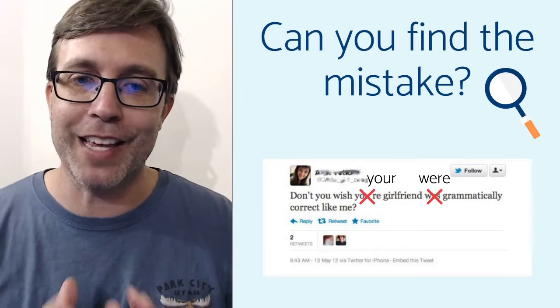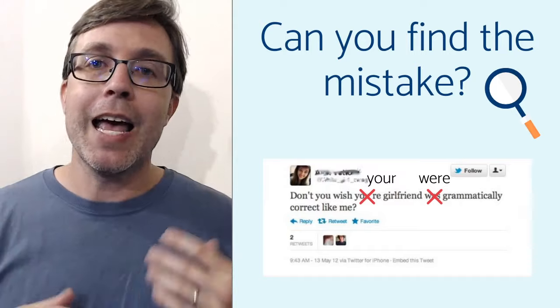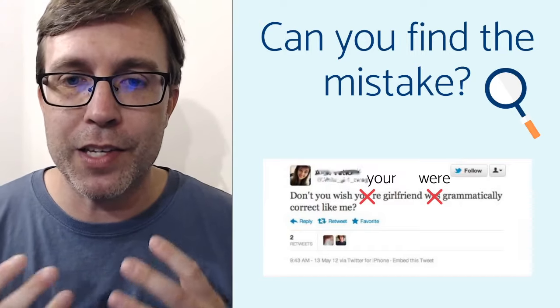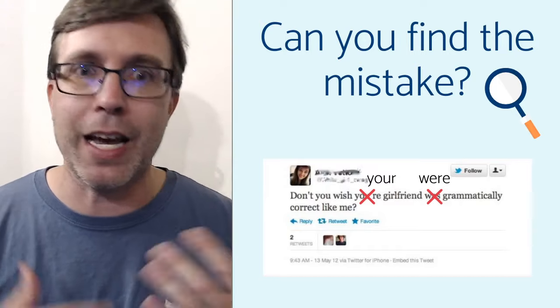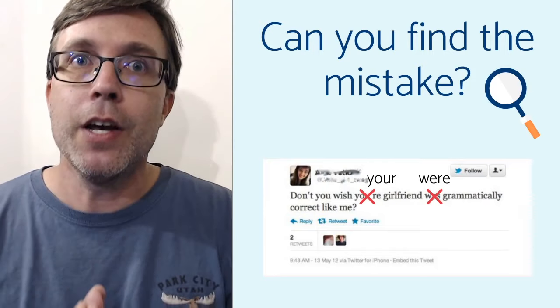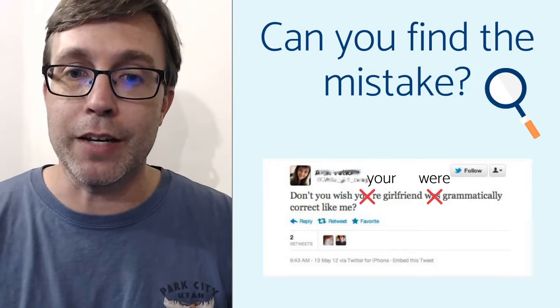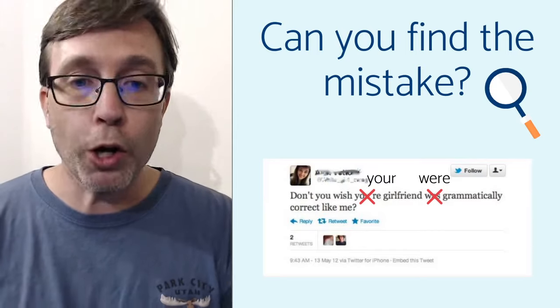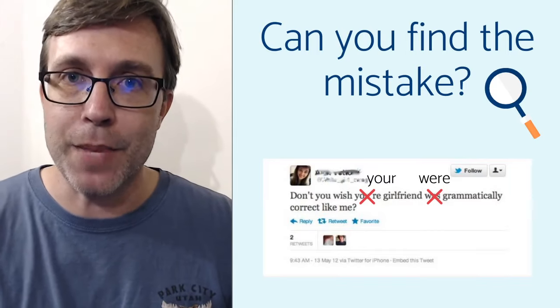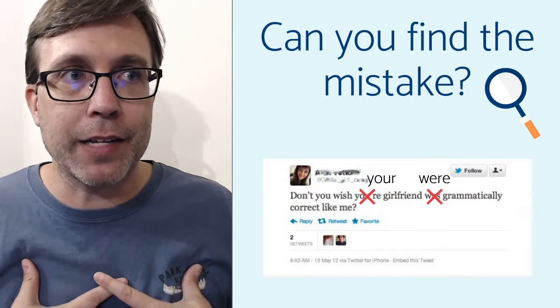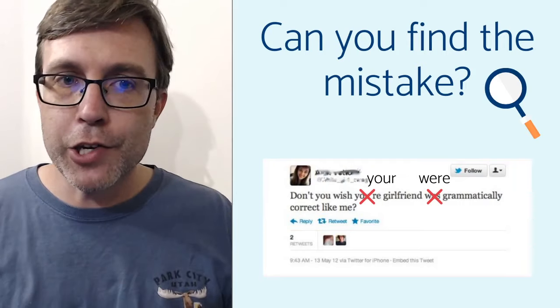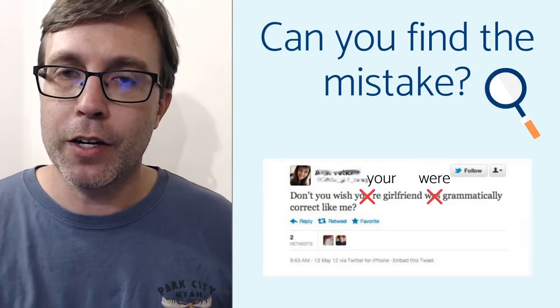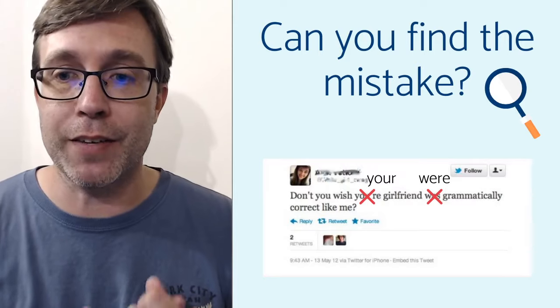Excellent. I see some of you got that. "Don't you wish your girlfriend..." And I said the other one is a mistake because it's like a hypothetical. In this case, you would use the subjunctive: "your girlfriend were grammatically correct like me." It'd be the same way if I said, "he wishes he were taller." You would use the subjunctive in that case.